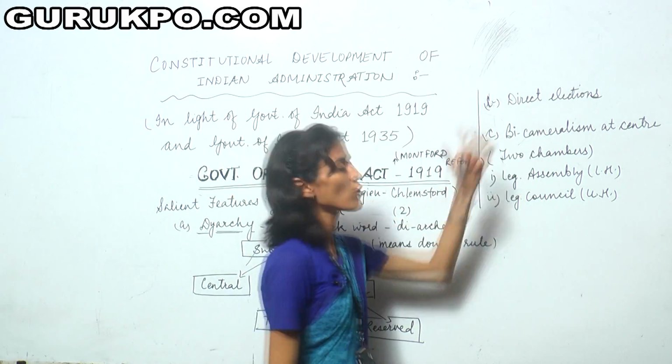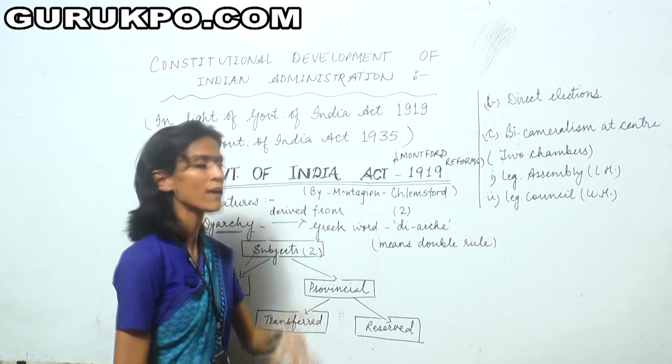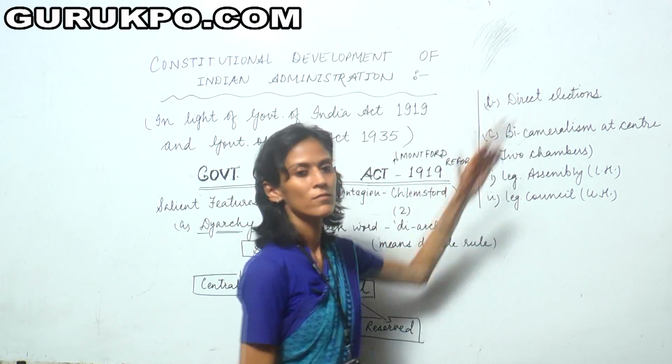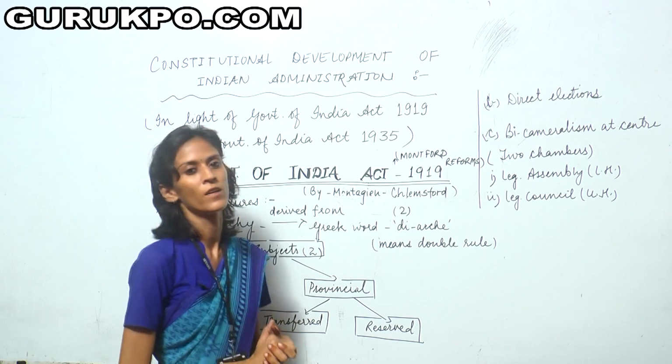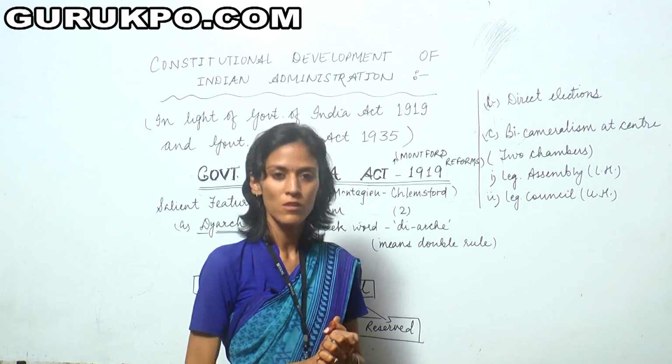The second feature was direct elections. The concept of direct elections was started by the Government of India Act 1919. There were many ministers who were being made a part of the Governor General's Council. For this purpose, the elections were started.